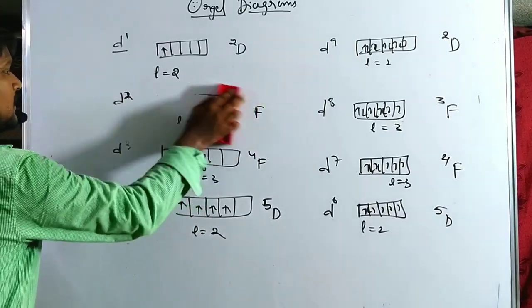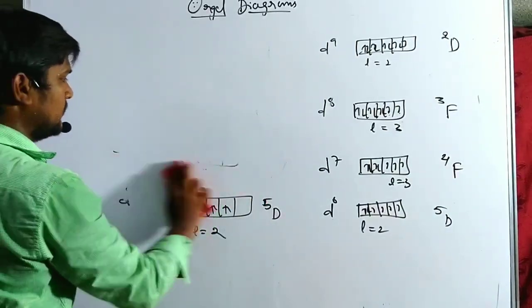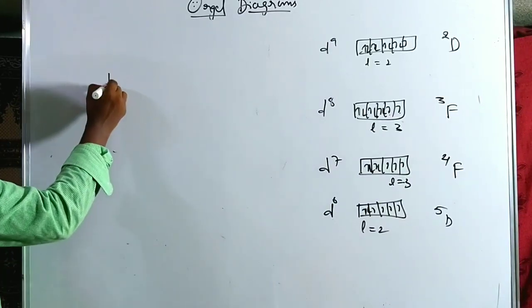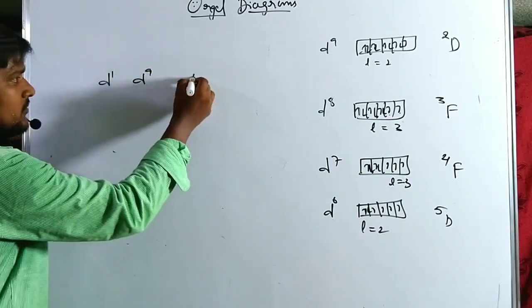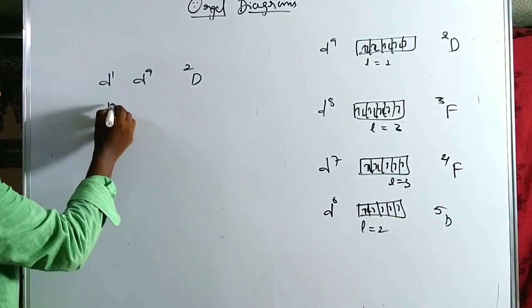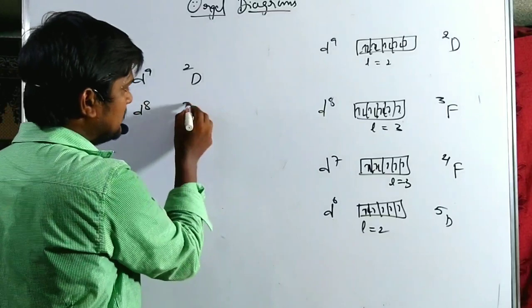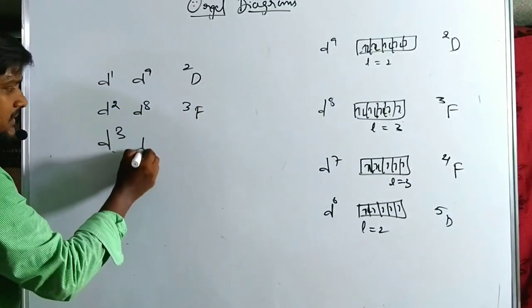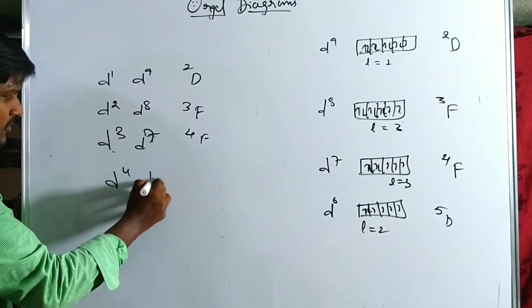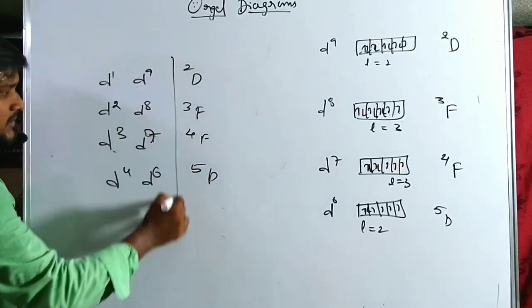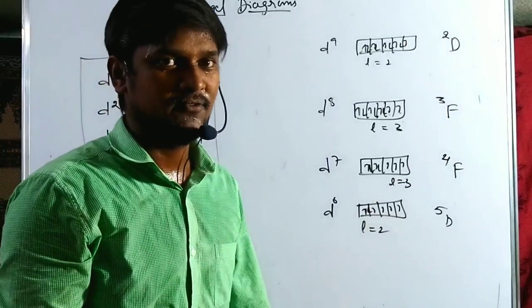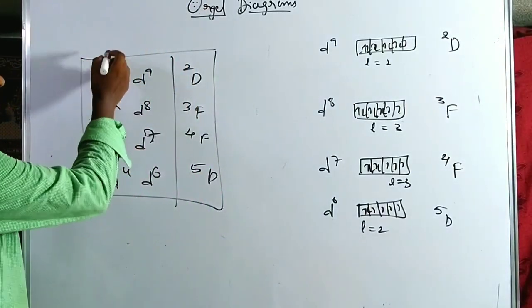Before going to the splitting of D and F terms, I will give a table regarding these configurations. Here, d1 and d9 are 2D configurations. These are the previous cases. Now d2 and d8 are both 3F cases. d3 and d7 are both 4F. d4 and d6 are both 5D. This is very helpful for our future Orgel diagrams.